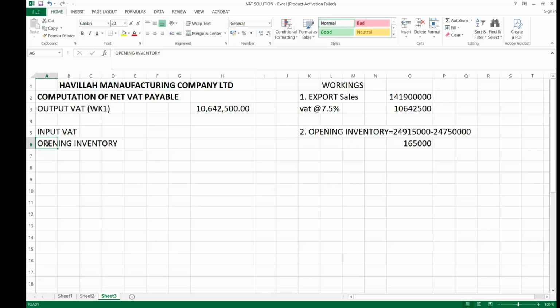If something is VAT inclusive, that value is at 107.5. If I want to make it VAT exclusive, I want to make it at 100%. So to make it at 100%, opening inventory will be equal to 100 divided by 107.5 multiplied by 165,000. That will give us the value for the opening inventory, which is 153,488.